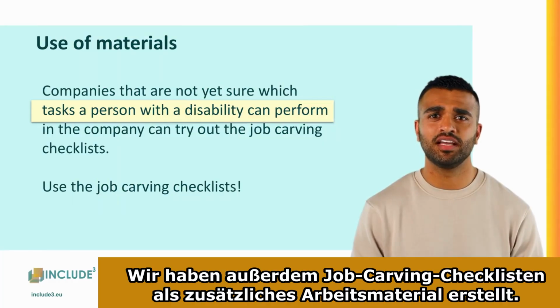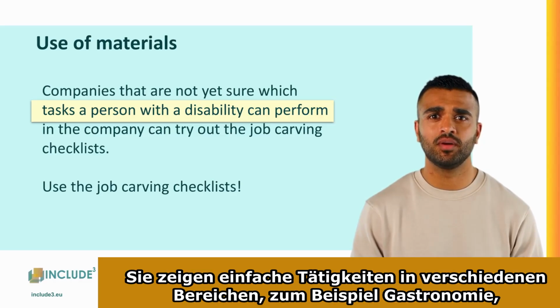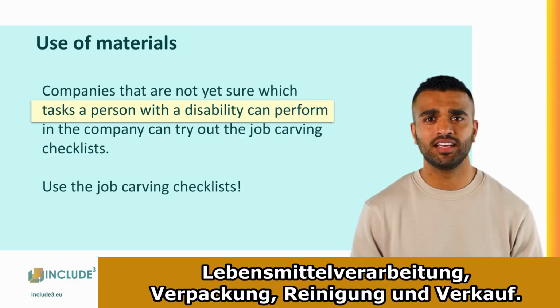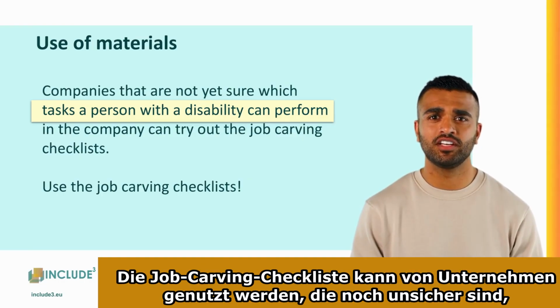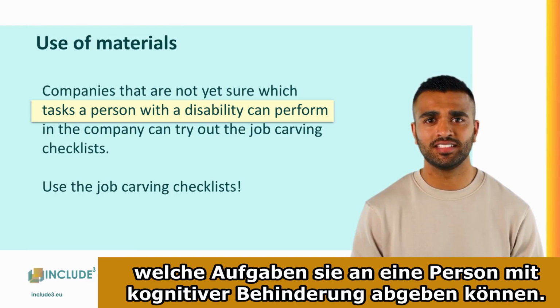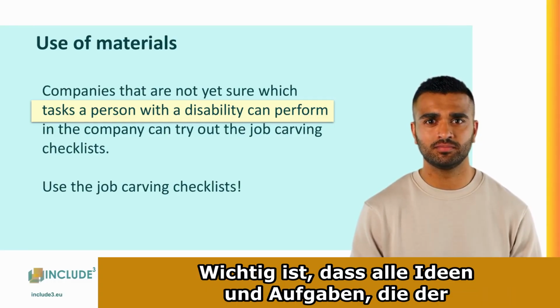We have also created job carving checklists as additional work material. They show simple activities in different areas, for example, restaurant, food processing, packaging, cleaning, and sales. The job carving checklist can be used by companies that are still unsure about which tasks they can hand over to an employee with a cognitive disability.